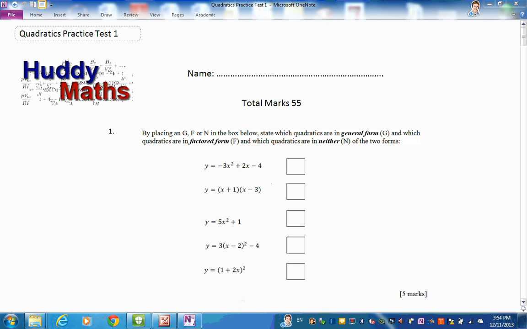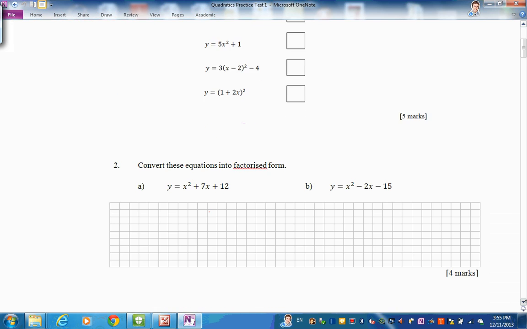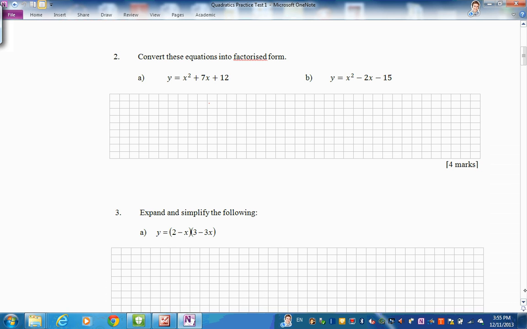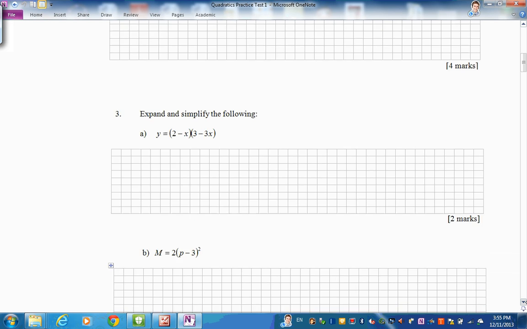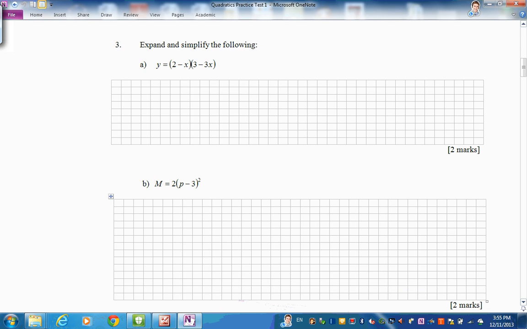Here's question 1. See how you go with that. Pause it and have a go. I'm going to go on now. Let's go to question 2. Here's question 2, factorizing. Okay, and pause it. Let's go to question 3. Part A and B there. Have a go at those.